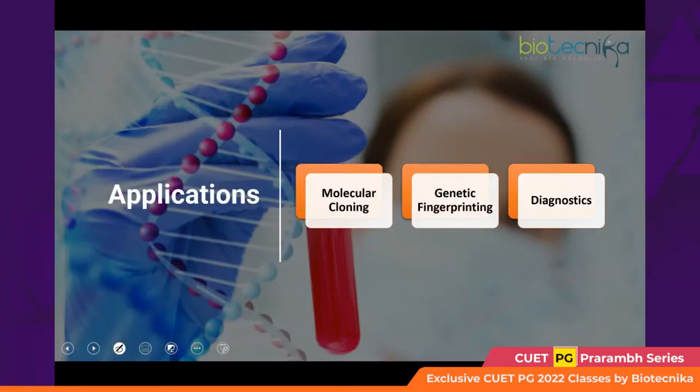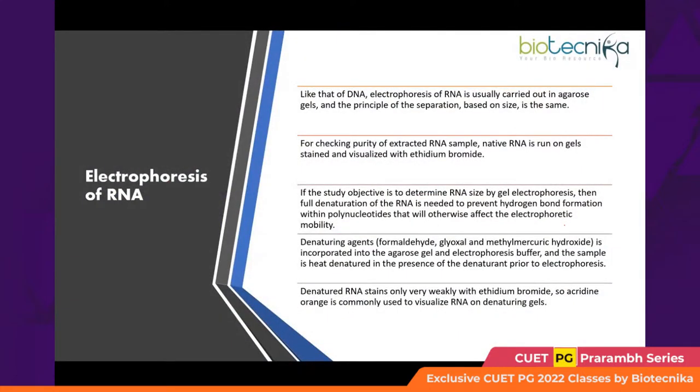So what are the applications of agarose gel electrophoresis? It is used in molecular cloning to separate DNA of different fragment sizes. It is used in genetic fingerprinting, and it is also used in diagnostics. Okay. Now electrophoresis can also be done for RNA as well.